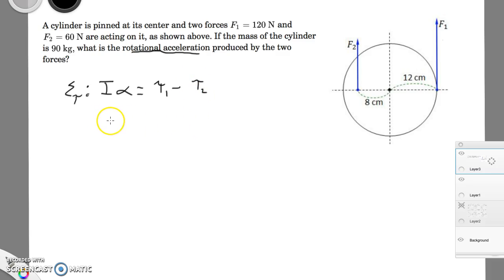This is a cylinder, which means that I would be equal to 1/2 mr squared. I'm also going to point out that both of these are perpendicular, so you only need to multiply the force by the radius. Now I want you to take a minute and pause the video and see if you can figure this out on your own.